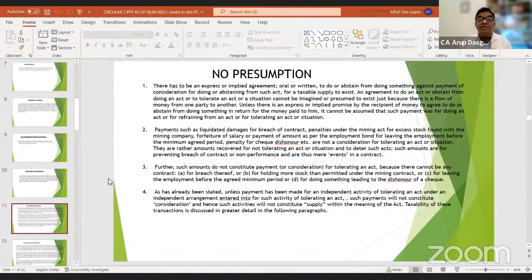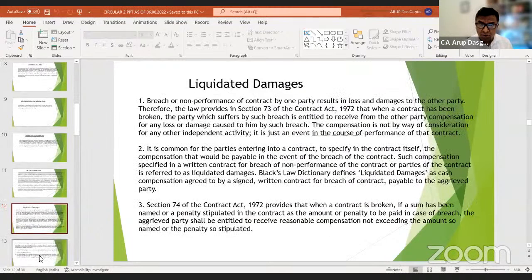So these are mere events in a contract, and they are in the nature of compensation, and they are not a consideration. Okay. So then they have been discussing liquidated damages. And we have gone into discussion of section 73, where it has been held that when a contract has been broken, the party which suffers by such breach is entitled to receive from the other party compensation for any loss or damage caused to him by this breach.